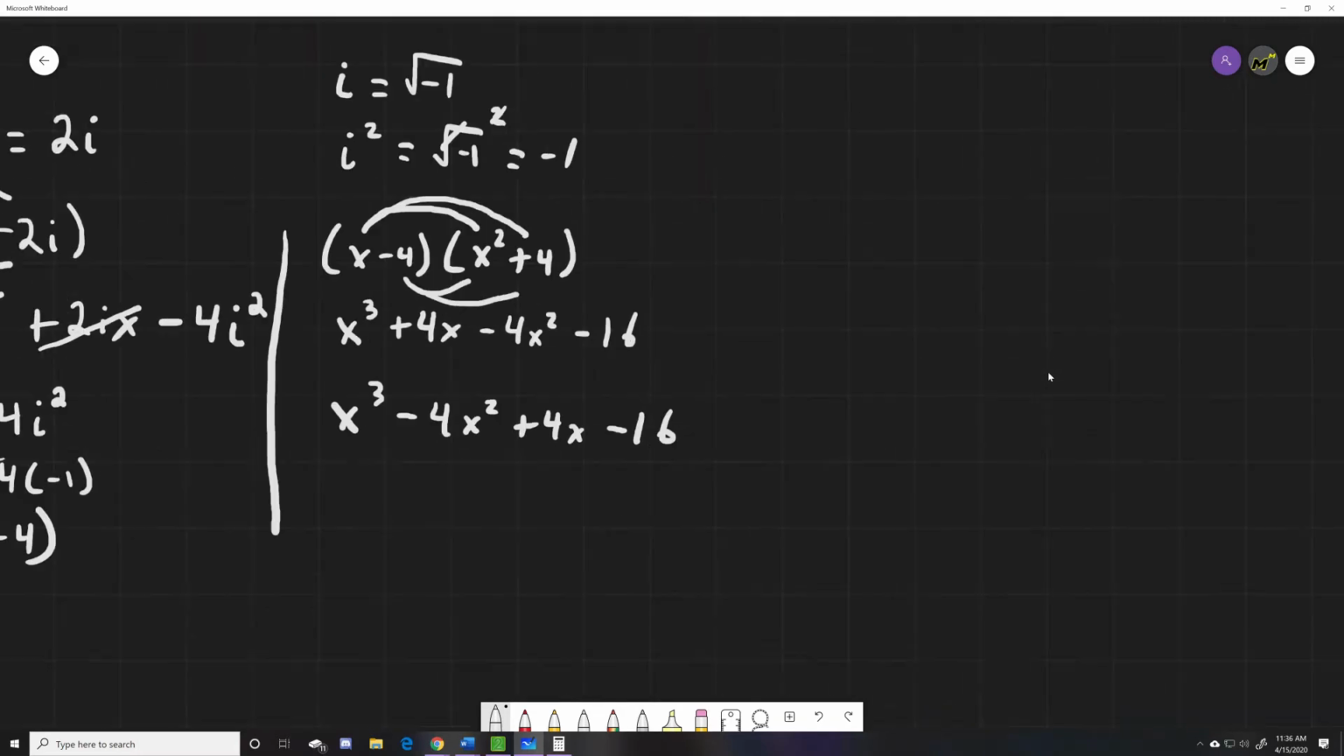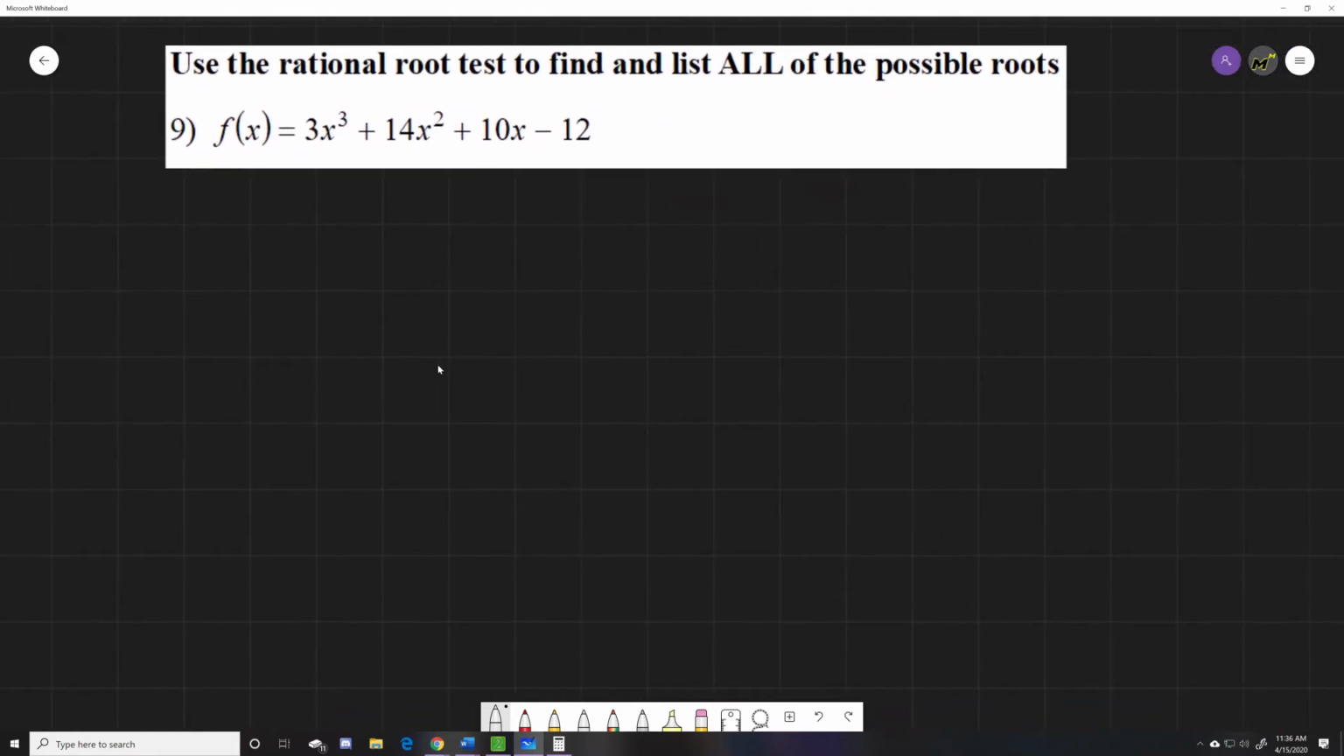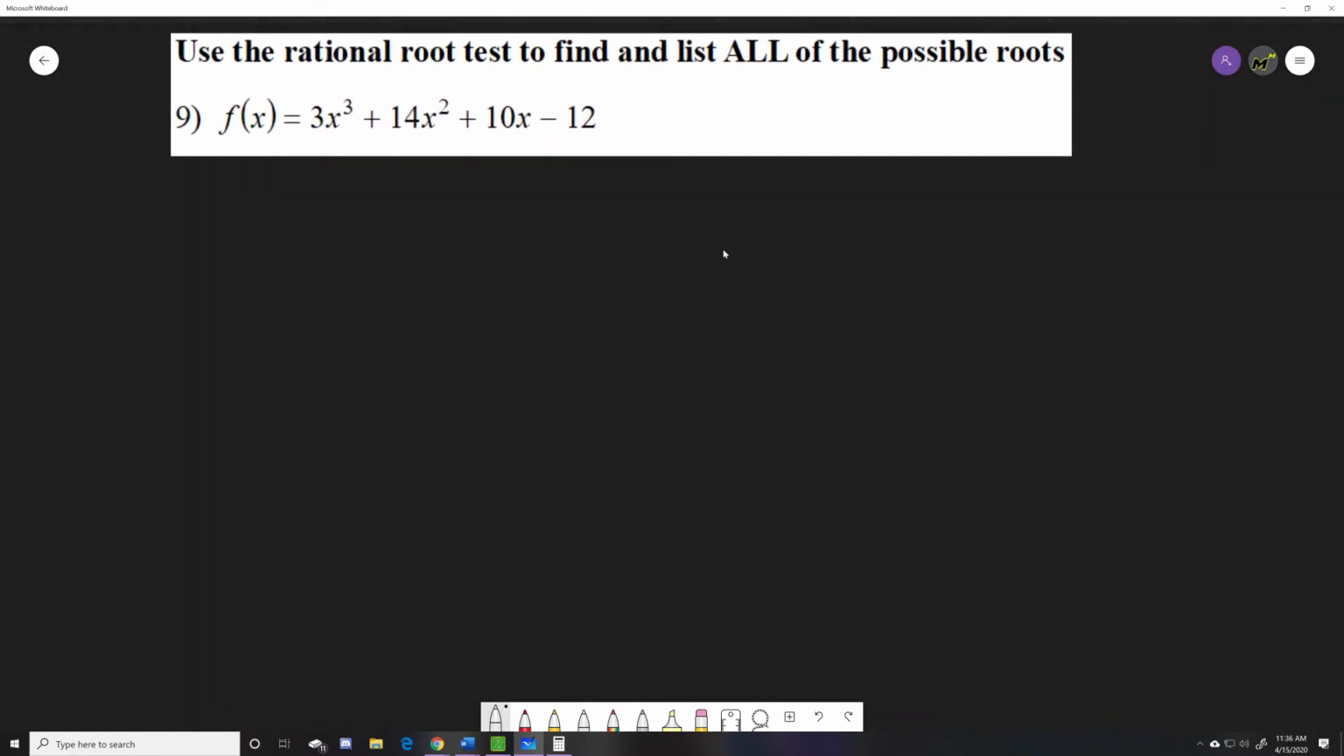On to the next, number 9. Here we go. So use the rational root test to find and list all of the possible roots. Very interesting, okay. So basically, to shortcut this, the last term here we'd call p, this very first leading coefficient we'd call q, and we have to mind our p's and our q's, okay, so p's and q's.